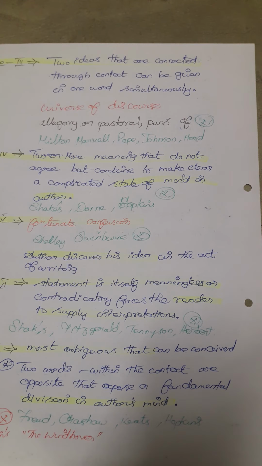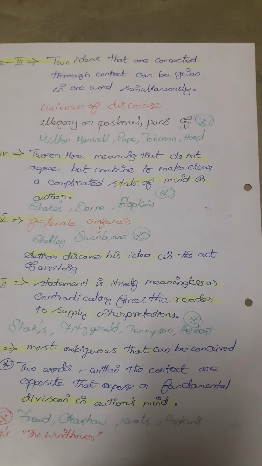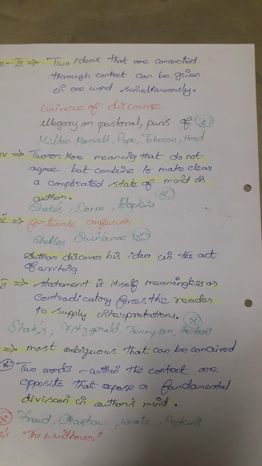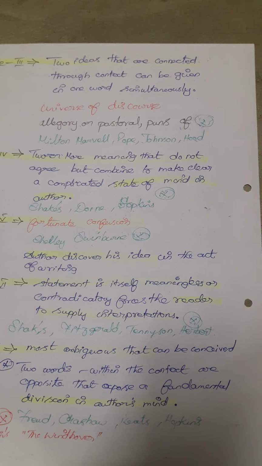And the fifth type of ambiguity is known as the fortunate confusion, because the author discovers his idea in the act of writing. This is seen in the works of Shelley and Swinburne.